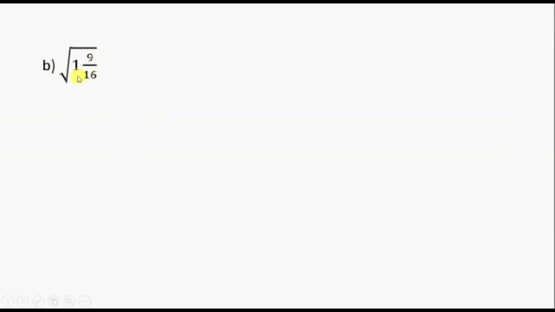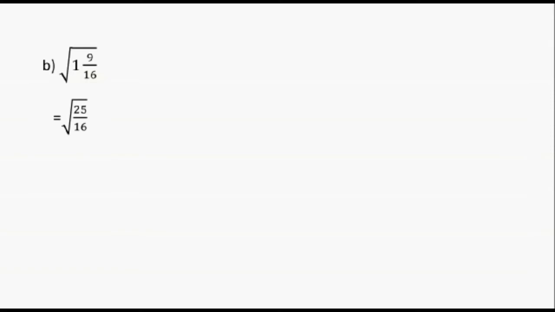When you are given a mixed fraction, what you're supposed to do is to convert this mixed fraction into an improper fraction by multiplying 1 times 16 plus the numerator 9, divided by 16. So if you multiply 1 times 16, you are going to get 16. Add 9, we are getting 25 over 16. Now from here, what are we supposed to do?